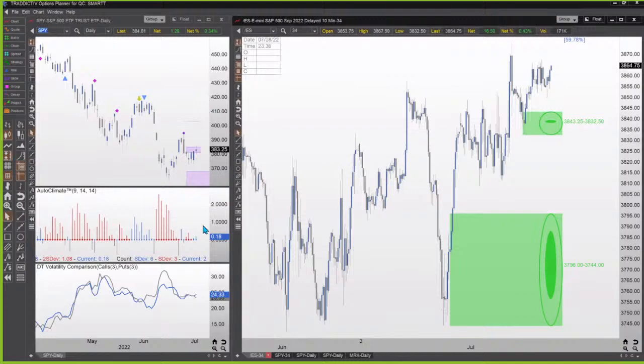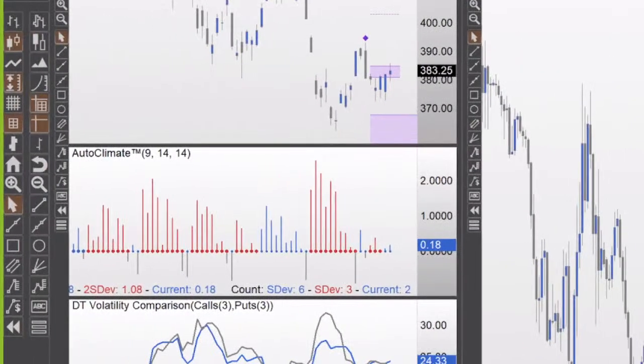Now, to be more specific, we are looking at the auto climate, and we can see we have a blue dot, which means that the climate is up. But notice this is a thin dot. It's not like those here that were thick dots. All those blue dots are thin, which means the climate was not confirmed to the upside. Today is not confirmed either. So that's why I said we need to have a little bit more patience.